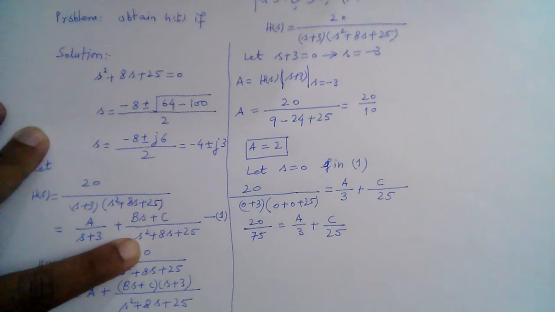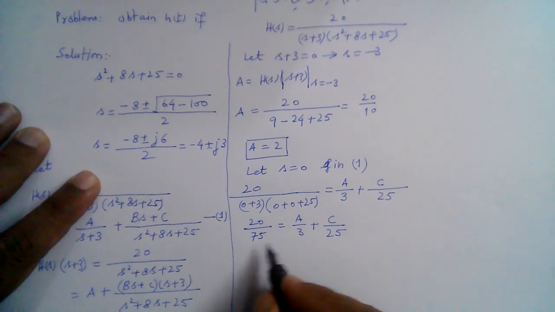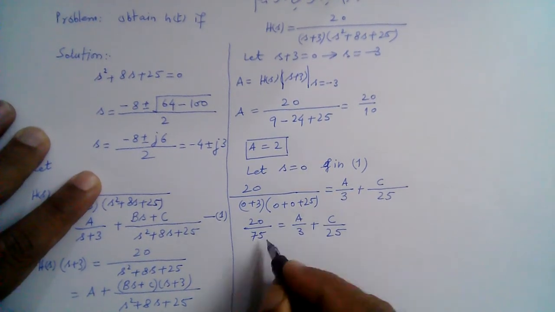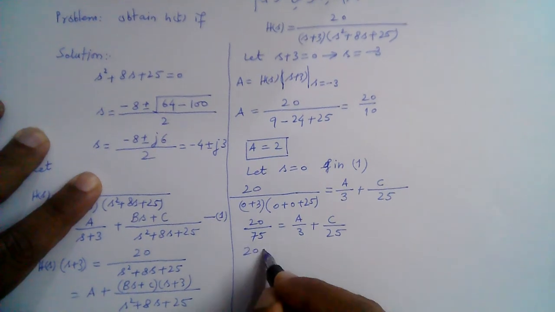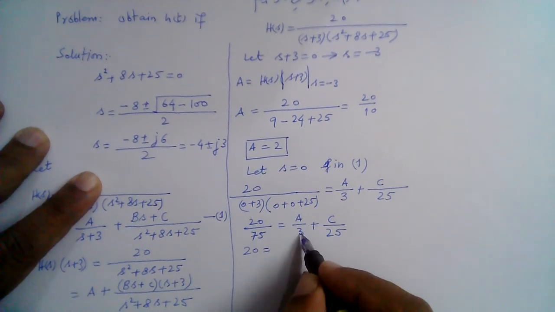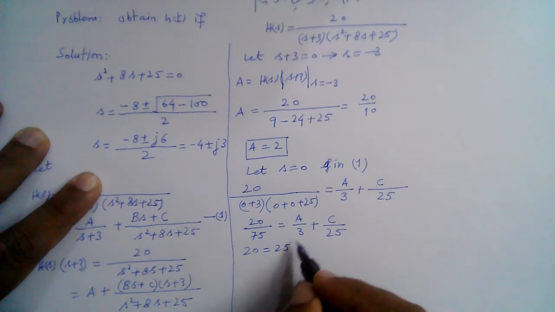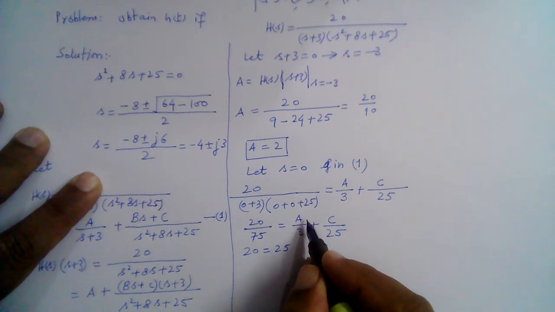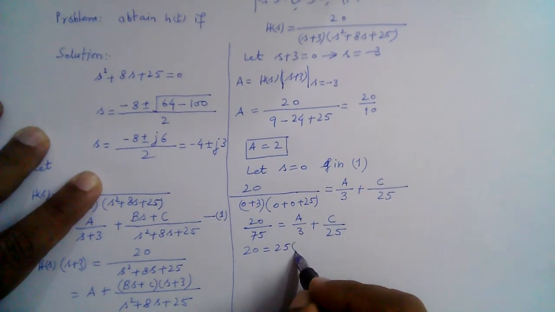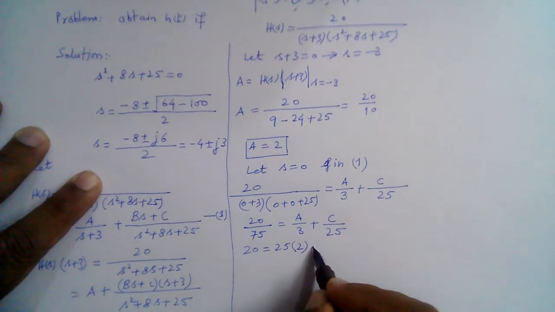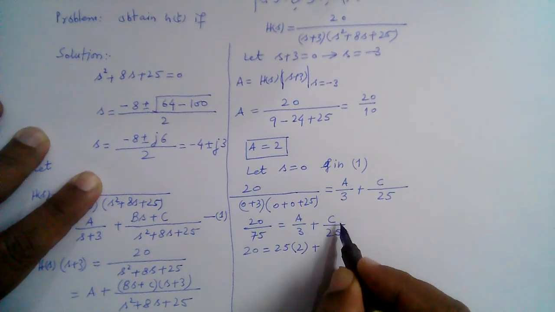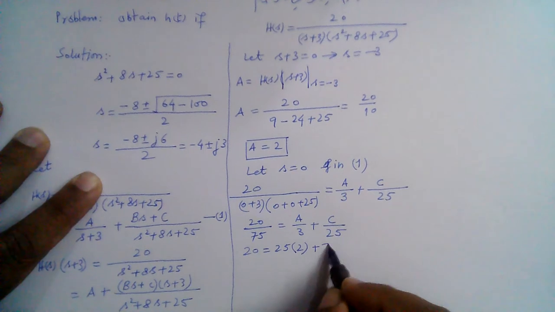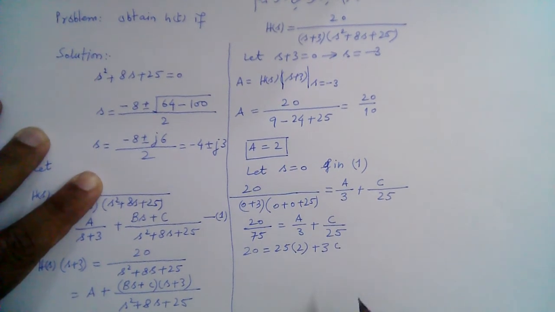So let's substitute the value of A also here and multiply throughout by 75. So that will be 20 is equal to 25, since 75 divided by 3 is 25, times the value of A, which is 2, plus 75 divided by 25, which is 3C, right?